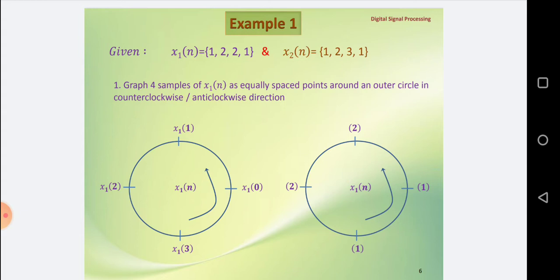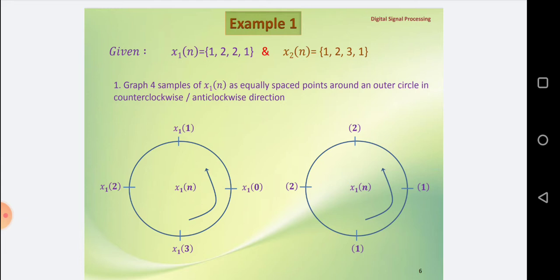First step, graph 4 samples of x1 of n as equally spaced points around an outer circle in counterclockwise or anti-clockwise direction. So in the figure you can see there is one circle that we have divided in total 4 parts, as the length of the sequence is 4. Then starting with x1 of 0, we are arranging the other samples of x1 of n in counterclockwise direction. By putting values we will get x1 of n, 1 2 2 1, arranged in counterclockwise direction.